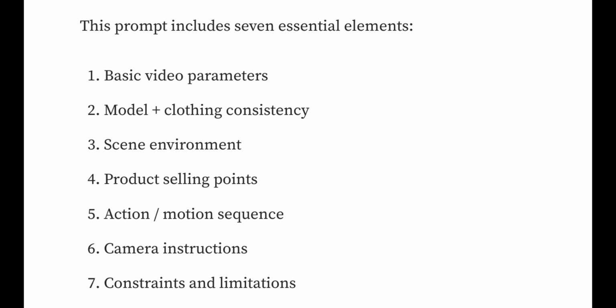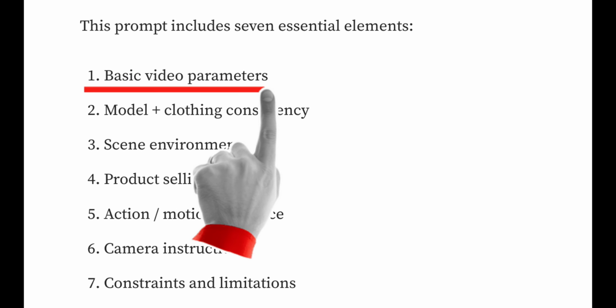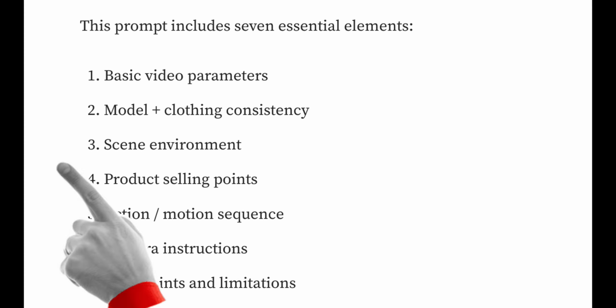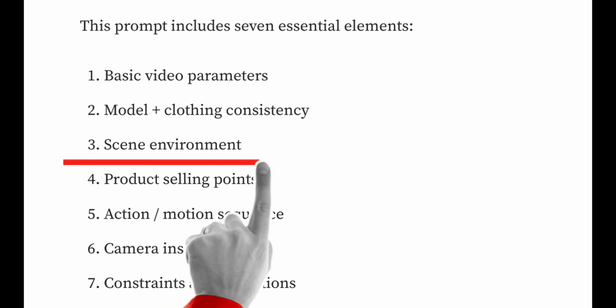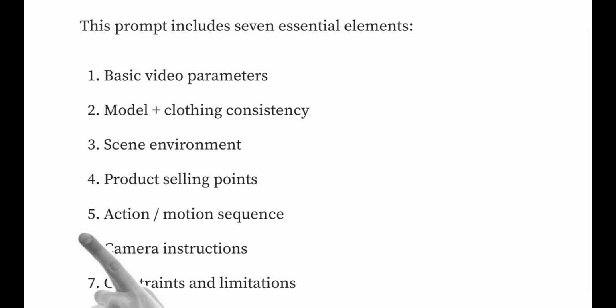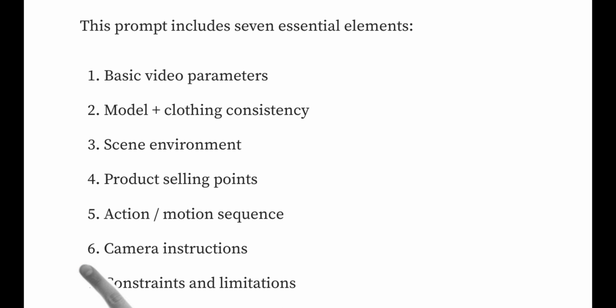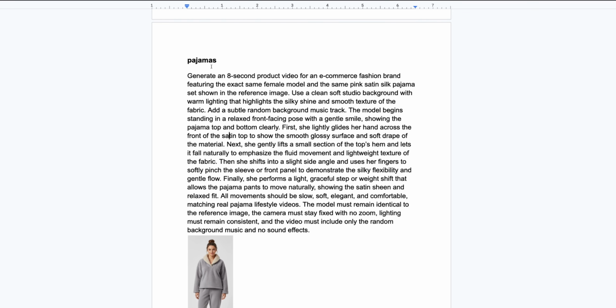This prompt includes 7 essential elements. 1. Basic video parameters. 2. Model plus clothing consistency. 3. Scene environment. 4. Product selling points. 5. Action, motion sequence. 6. Camera instructions. 7. Constraints and limitations. The more precise your elements are, the more realistic and accurate the generated video will be.